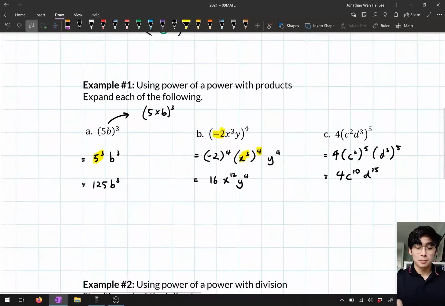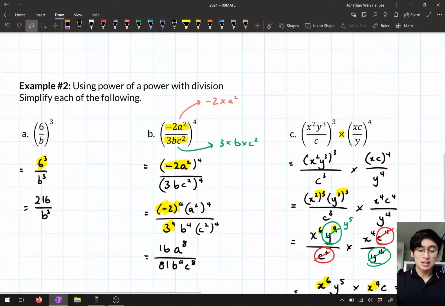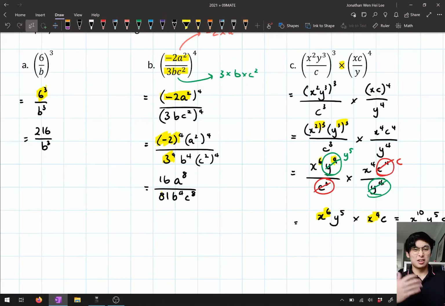So we went through a couple of examples of how we did this with products, and what we noted was that when you have a numerical value, so for example 5 or -2, we can raise that to a power and find what that value is. And we also did that with division, and we actually noticed that there were a few trickier examples where we were going to need to combine some of those other index laws that we looked at.